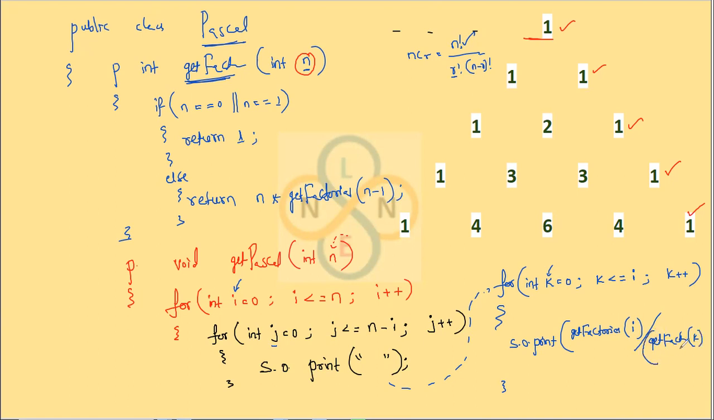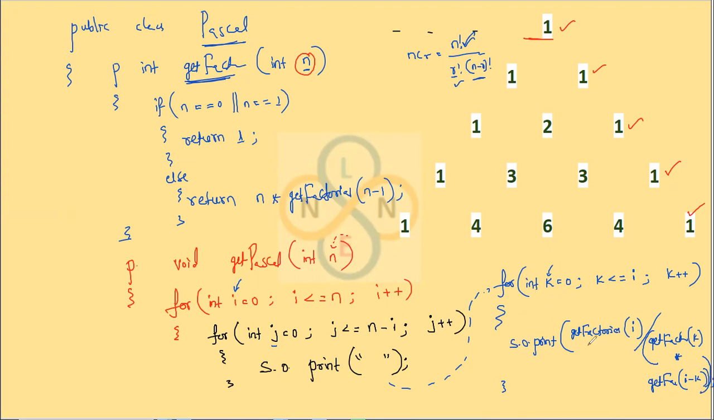Then inside this same parenthesis, the star operator. So n is over, r is over. Now n minus r, how do you write that? Again use the getFactorial method and we are supposed to call i minus k. Then closing of this denominator parenthesis, then closing of the print function parenthesis, semicolon.